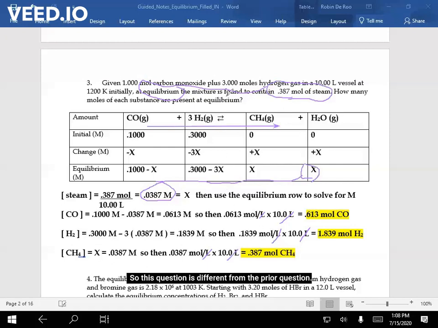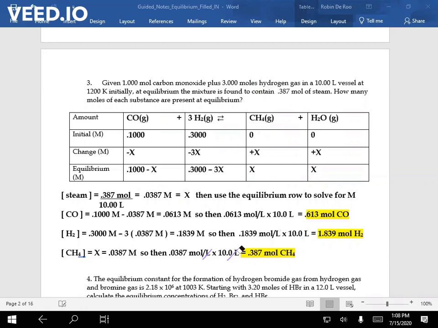So this question is different from the prior question. So you're going to want to practice because all the ICE table questions are going to be different. The more you practice, the better off you're going to be. So practice, practice, practice.